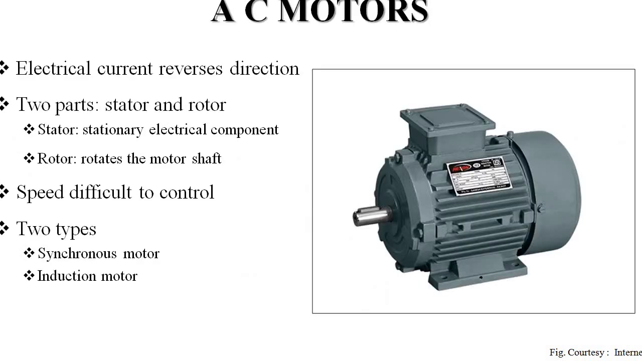So that was about DC motors. Now let's see AC motors. That is, the electrical current reverses direction in case of AC motors. There are two parts, stator and rotor. The stator is the stationary electrical component. The rotor rotates the motor shaft. In case of AC motors, speed is difficult to control, and there are two types of AC motors, synchronous motor and induction motor, that we have seen in our first slide.